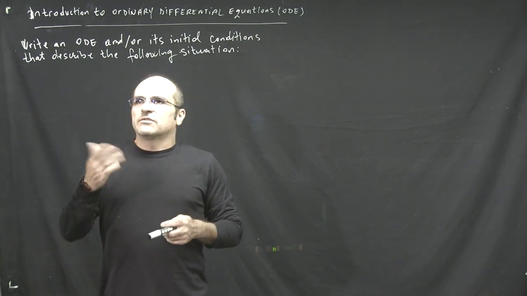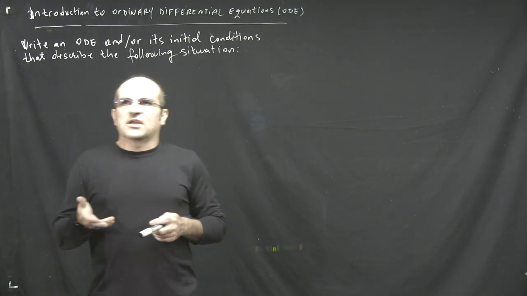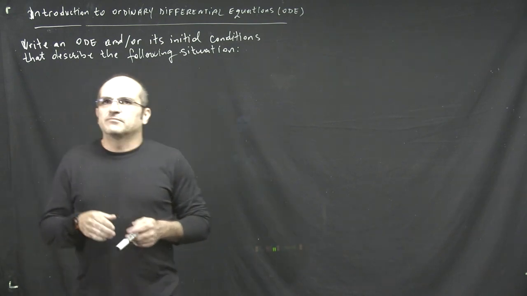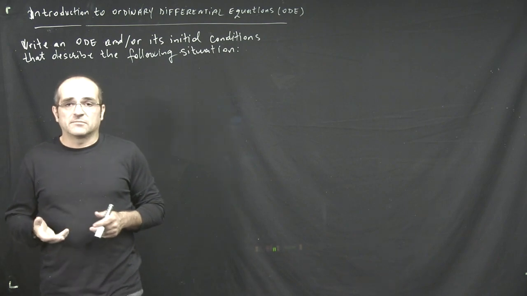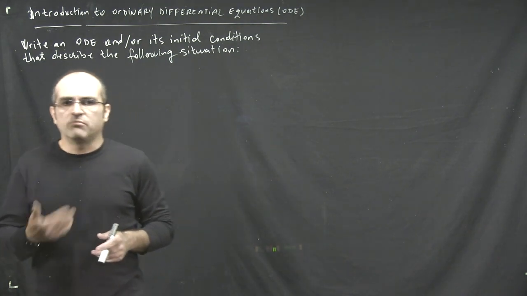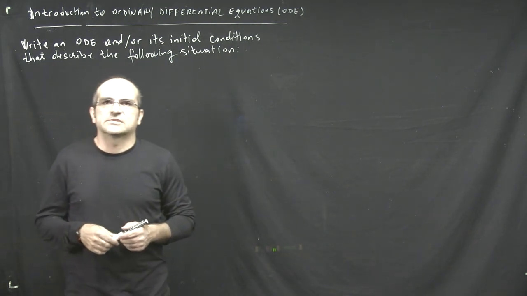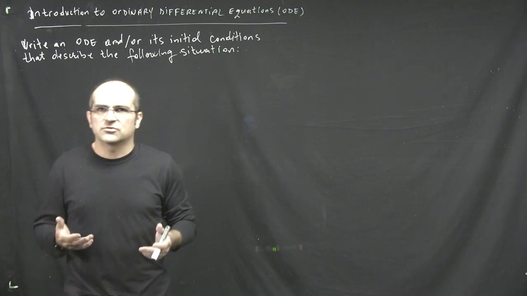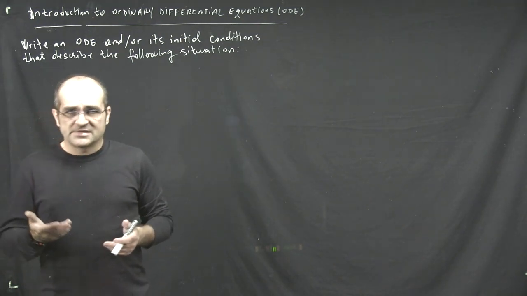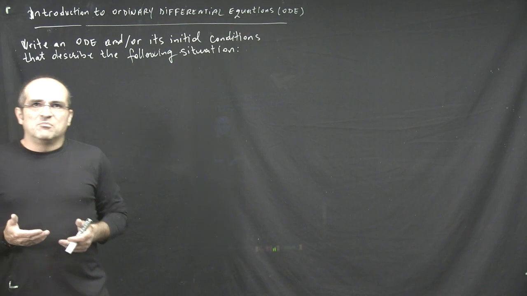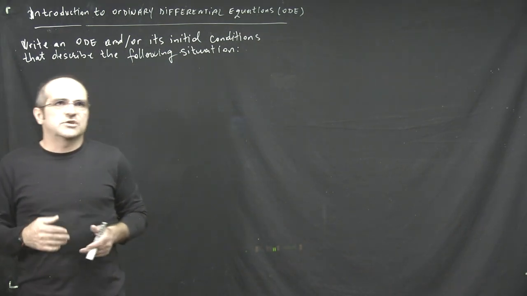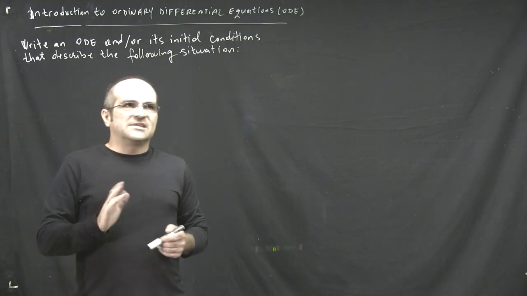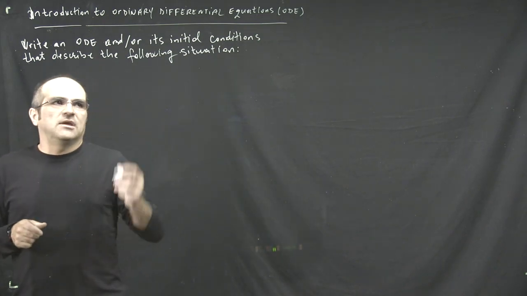Like I said, one of the immediate applications that you want to do is to write an ODE that describes a phenomenon, a real-life situation. This is the ultimate goal when you study differential equations, because they are designed to model processes that depend on time. So in the homework you will have questions like this. Write an ODE, an ordinary differential equation, and/or its initial conditions that describe the following situation.